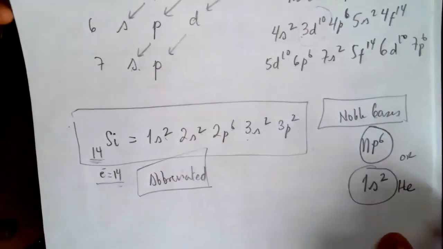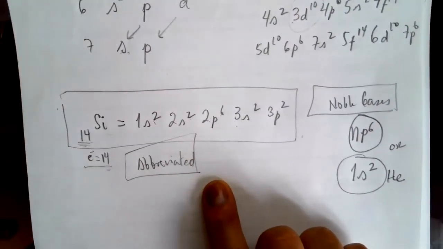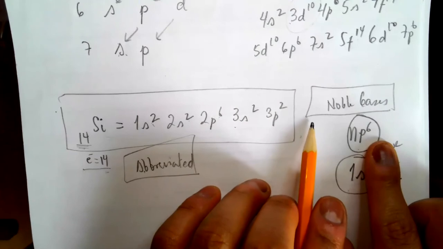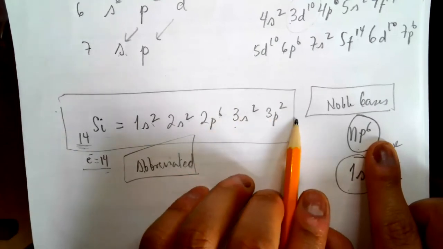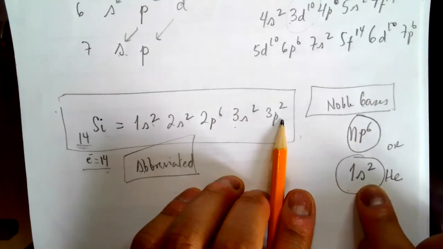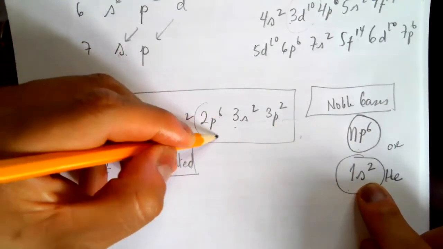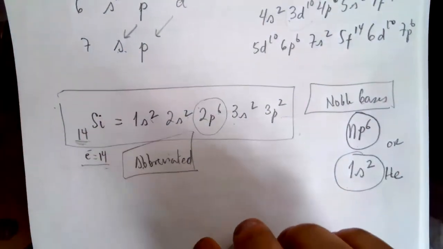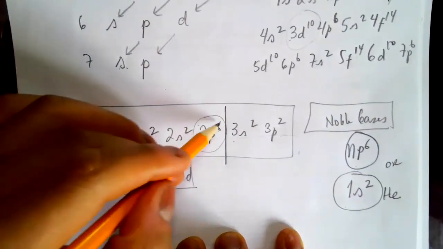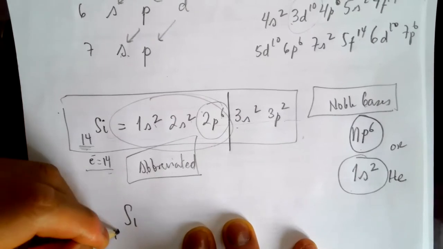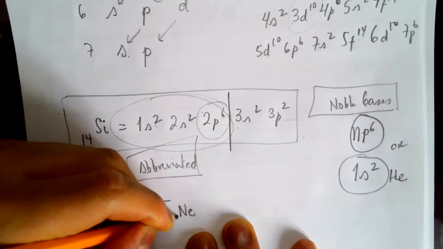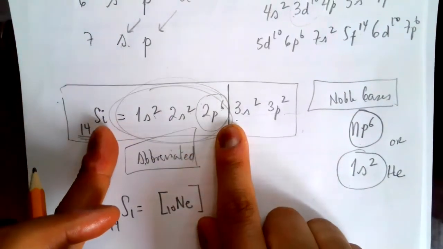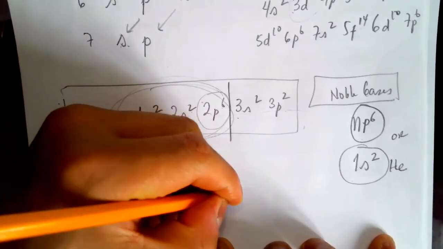So going back to the abbreviated version of the electron configuration, it is by asking, do you find any 1s2 or the P6? In this case, I read from right to left, and I have to find either a P6 or an S2. In this case, I found this. Who is 2P6? I was saying that this one is 2P6, right? It's neon. So what I will do is cut it here. Who is this guy? This guy is neon. So I will say neon, 10. I'm abbreviating all that, this is neon. And then after that, I will write 3S2, 3P2.